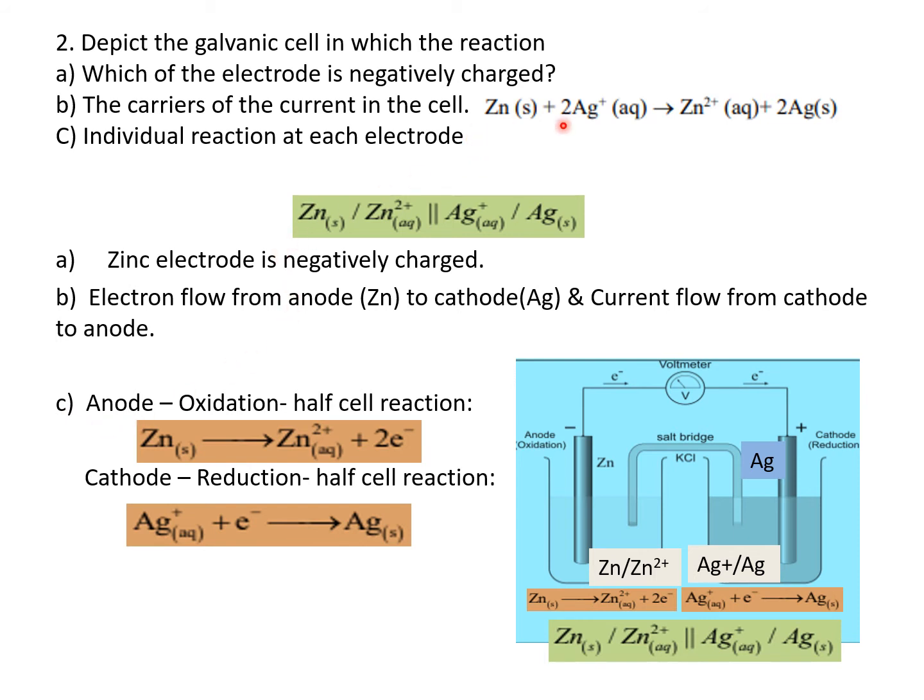Every redox reaction has an oxidation and a reduction reaction. That's why we call it a redox reaction. So we need to write half reactions: the oxidation half reaction and the reduction half reaction. Zinc to Zn2+ is oxidation, and in reduction Ag+ accepts an electron and becomes Ag. It's not a completely balanced equation. If balanced, it should be 2 electrons and 2 Ag+ become 2 Ag. It's just the half reaction as written.